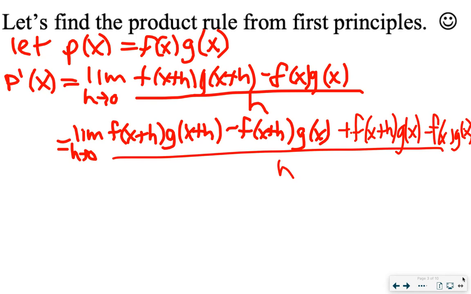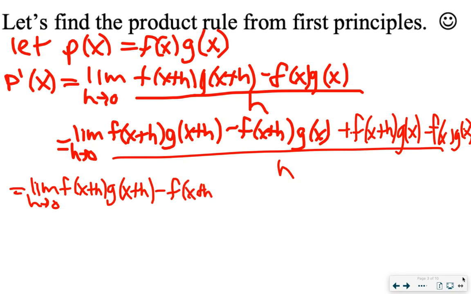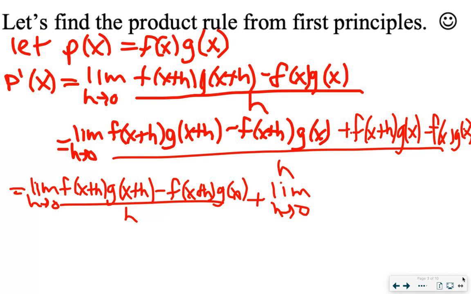Now I'm going to common factor out of the first and the second. I'm going to split this limit in two. Maybe I'll do that in a couple of steps here. First I'm going to split this limit into two limits, taking the first two terms minus f of x plus h times g of x, plus the remaining terms. My properties of limits is what allows me to do this.